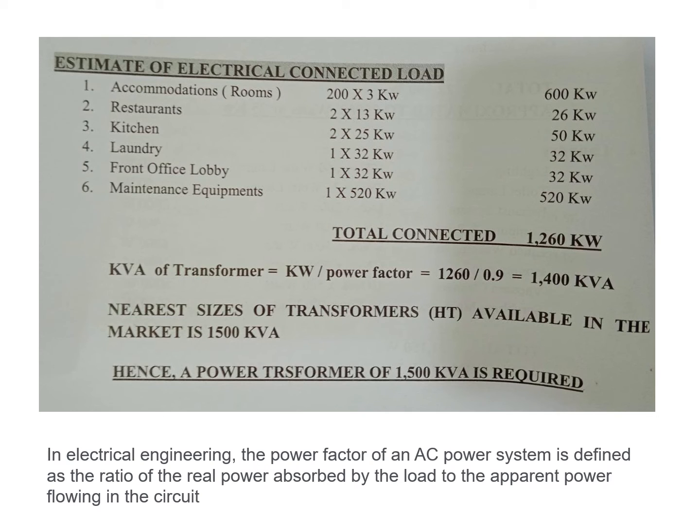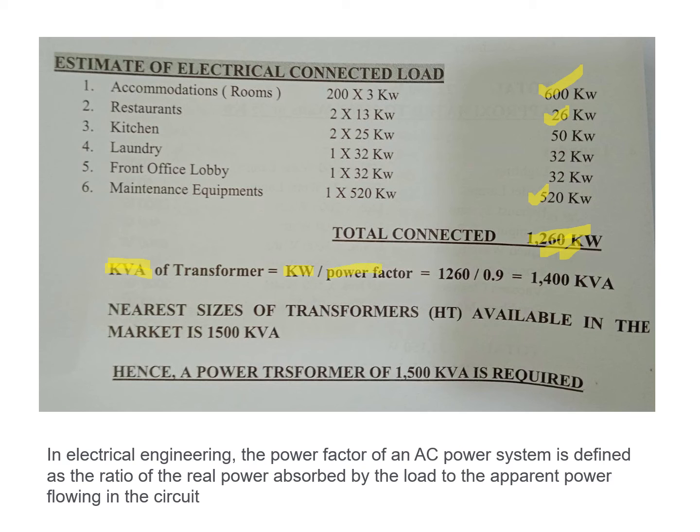So we now try to estimate how do we do. We have already calculated that for accommodation of rooms we require 600 kilowatts, restaurant 26 kilowatts, similarly, maintenance 520 kilowatts. So overall we see that the total connected load is 1260 kilowatts, right? So kVA stands for the kilovolt ampere of a transformer. It is equal to kilowatts divided by something called power factor.